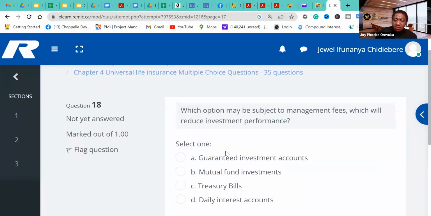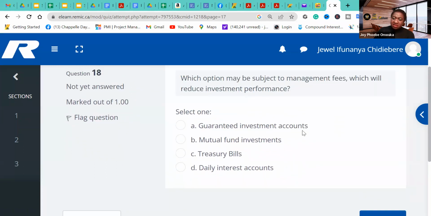Question number 18. Which option may be subject to management fees, which will reduce investment performance? Guaranteed investment account, mutual funds, treasury bills, daily interest account. I think it's mutual fund investments.